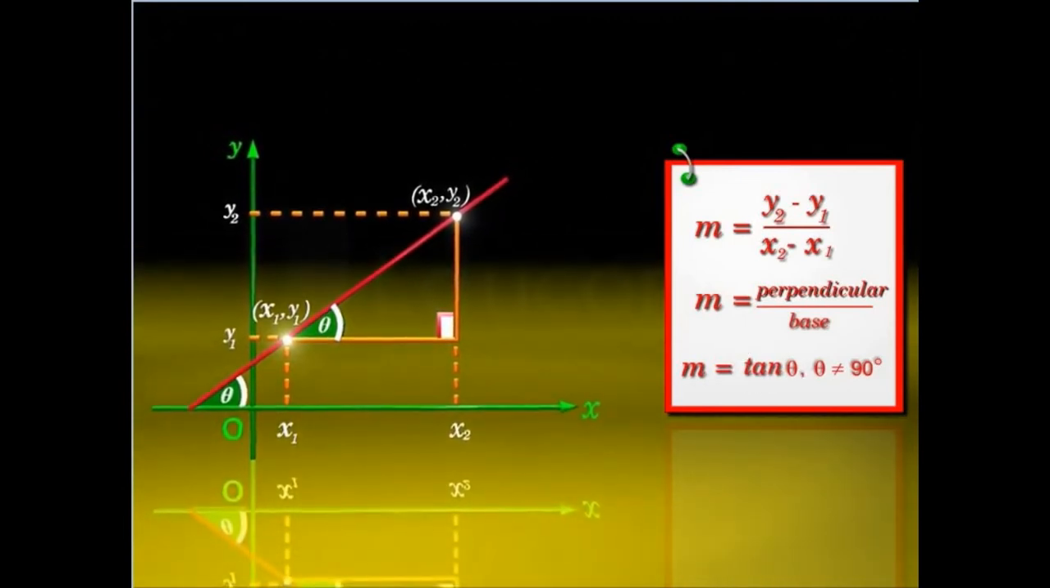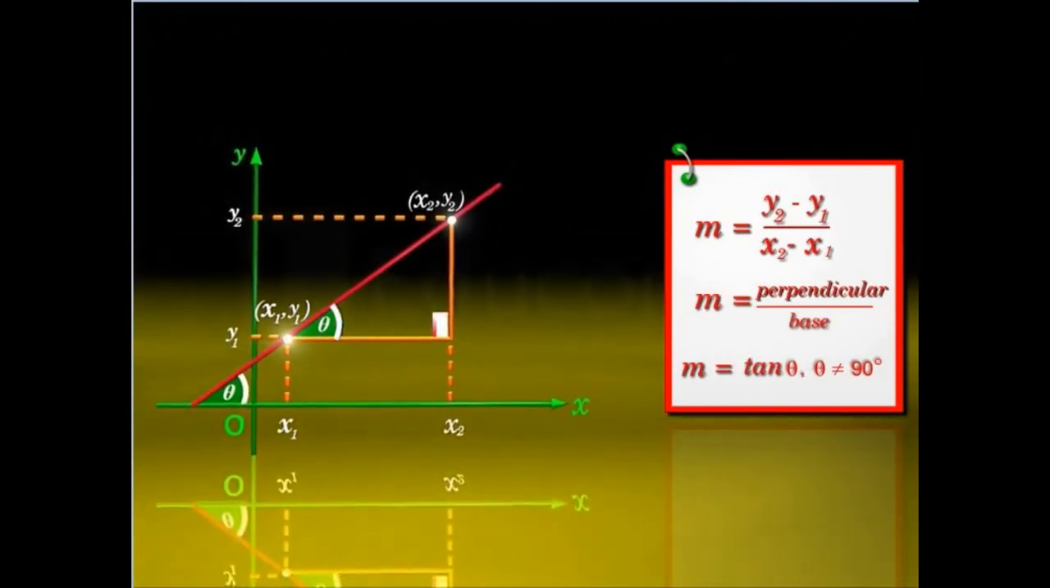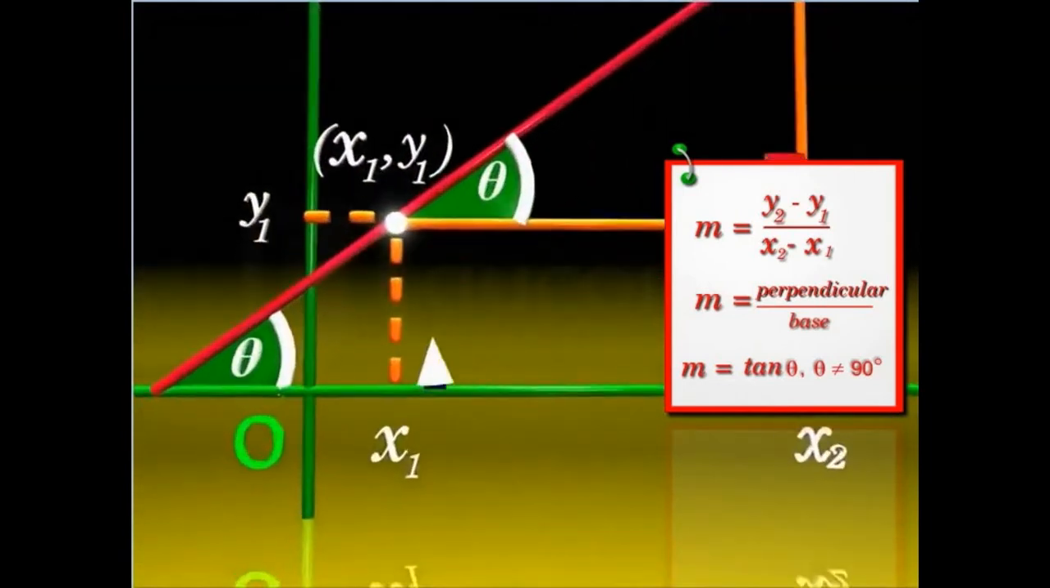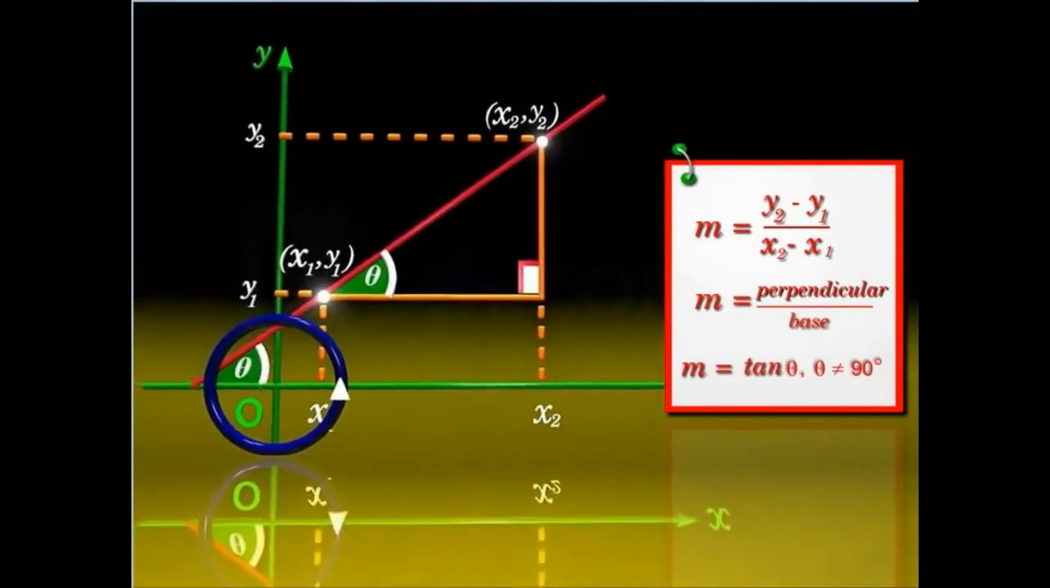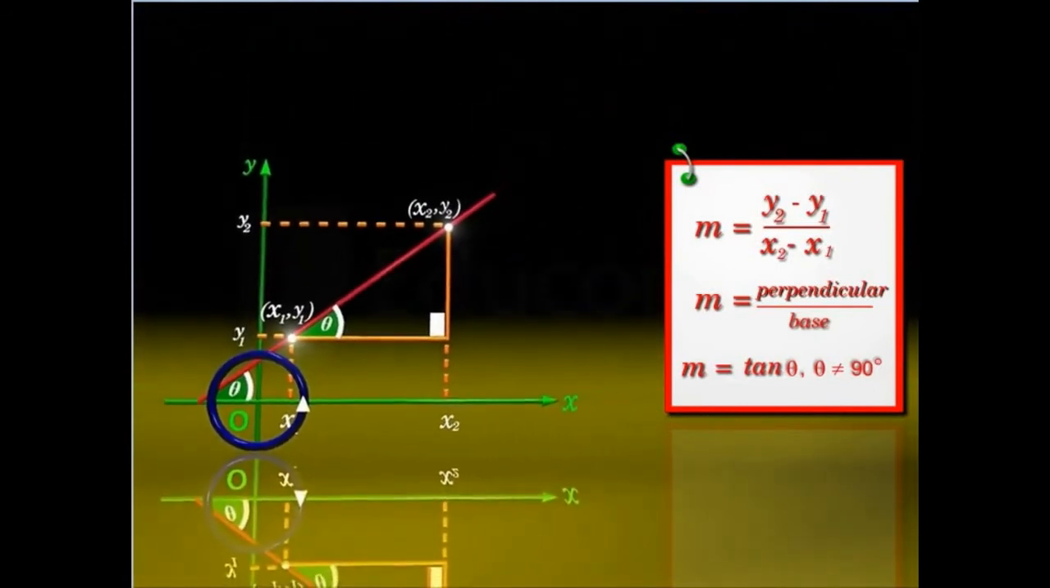You must remember that angle theta made by a line with the x-axis is measured counterclockwise from the positive direction of the x-axis and is known as inclination of the line.